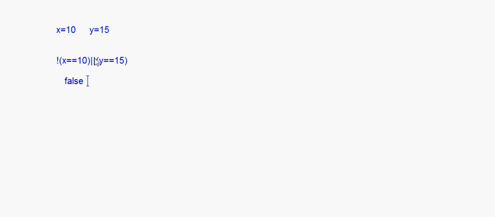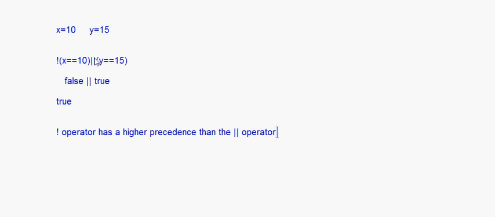False or y is equal to 15, which is true. So the answer is true. The NOT operator has a higher precedence than the OR operator. So this not x is equal to 10 will be done first, and then this part will be done.